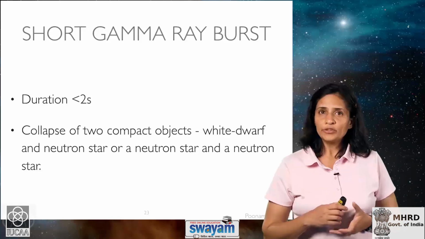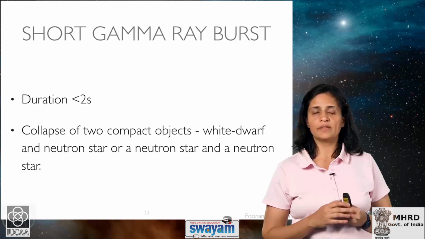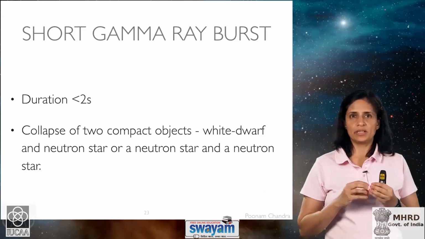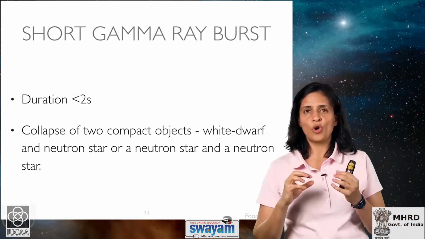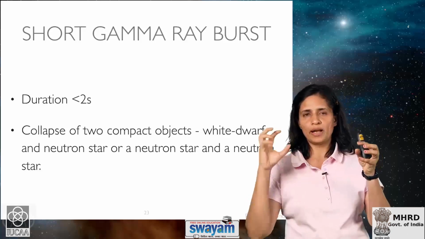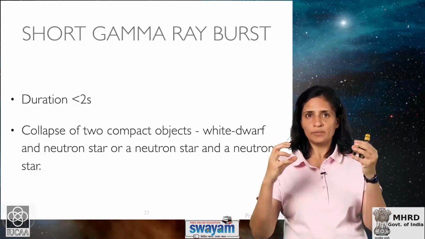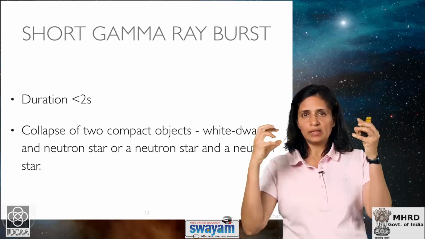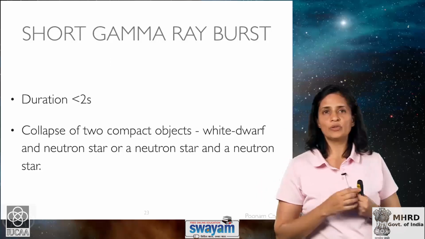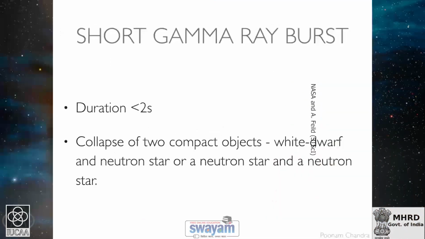Now, there is a second kind of gamma ray burst, short gamma ray bursts. These are bursts which have a duration of less than 2 seconds. In these bursts, it is a collapse of 2 compact objects, which means suppose there is a white dwarf and a neutron star, or 2 neutron stars. Because of gravity they will attract each other, and finally they will spiral in and collapse, and that will lead to the explosion which is called a short gamma ray burst.